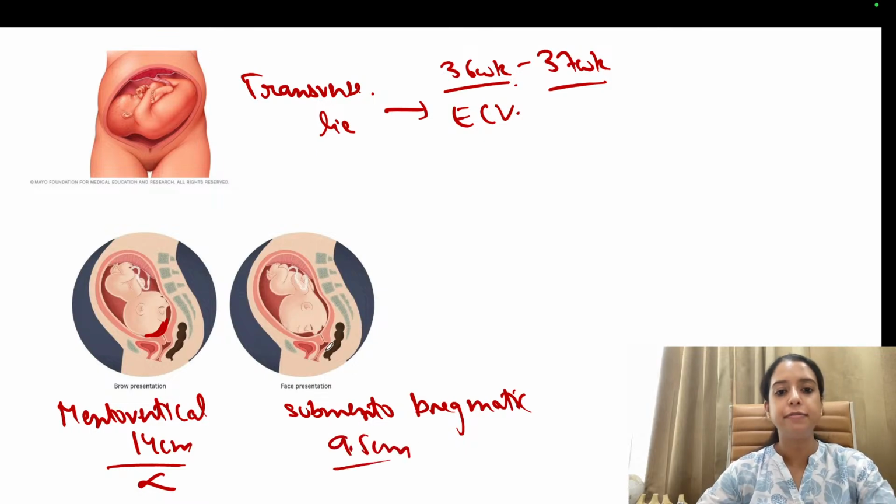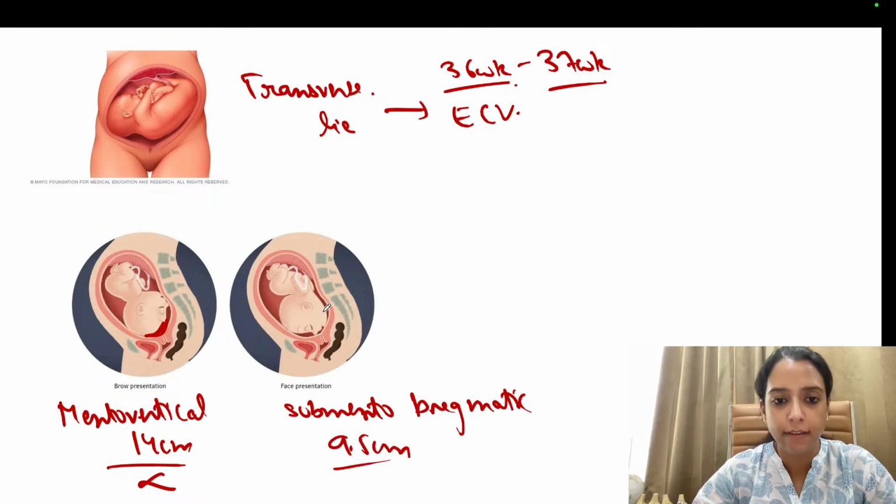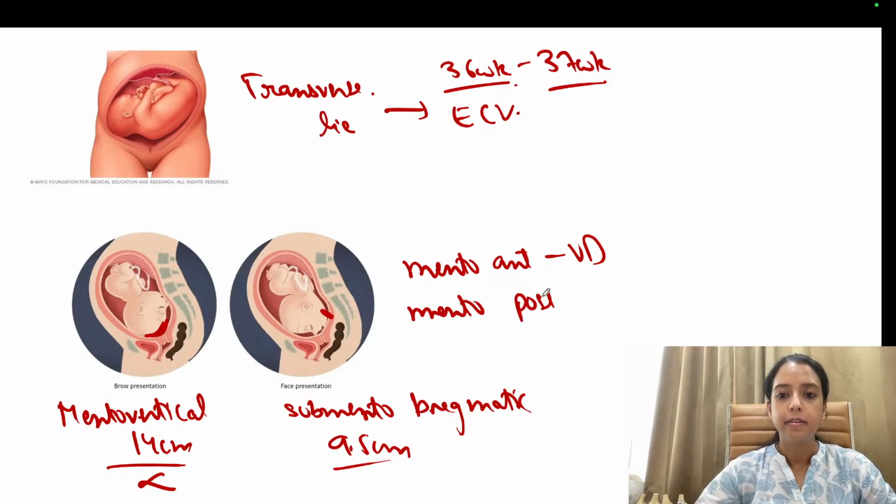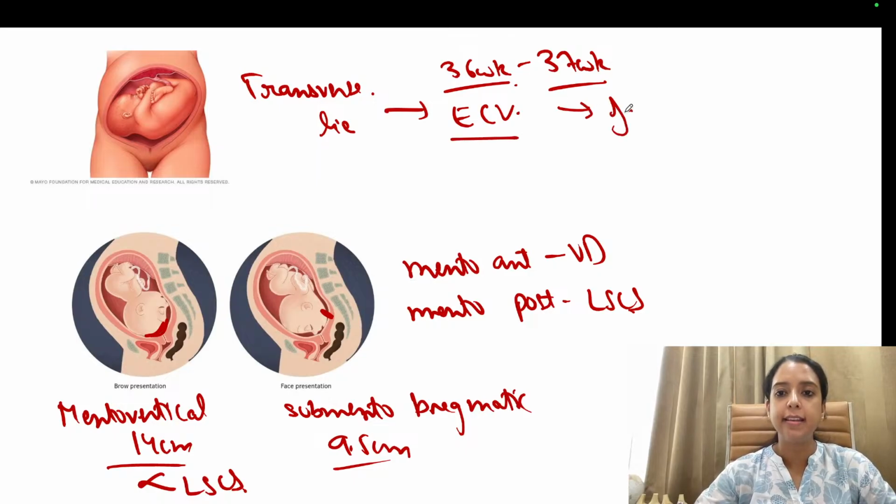So can I deliver a face presentation? Yes, but only when the mentum, that is the chin, is anterior. Okay? Can you see here the chin is posterior? So mento-anterior, vaginal delivery; mento-posterior, cesarean. Brow, always cesarean. Transverse lie, external cephalic version. In case it fails, then cesarean.